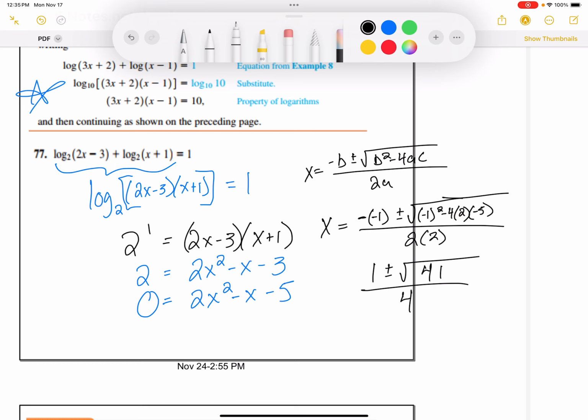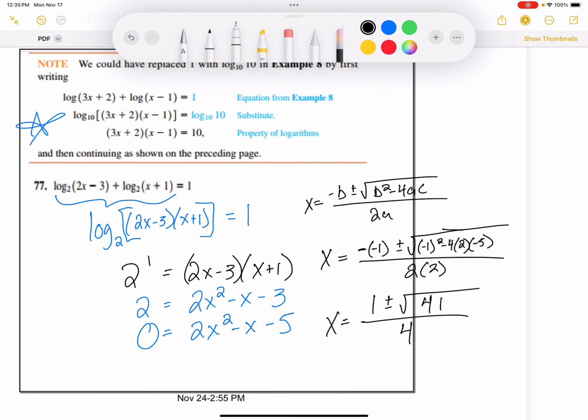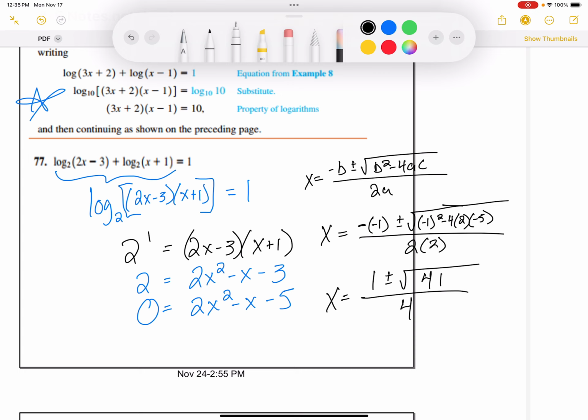And that's your answers. You got 2 answers. You've got to see which one is real and which one is extraneous, if any of them. Remember, you can't have the log of a negative number. So if I say 1 plus the square root of 41 in my calculator and divide it by 4, I get 1.85.